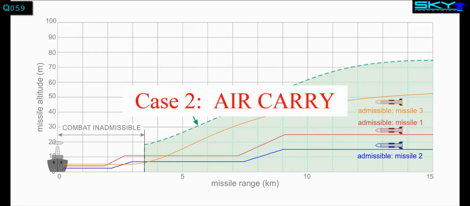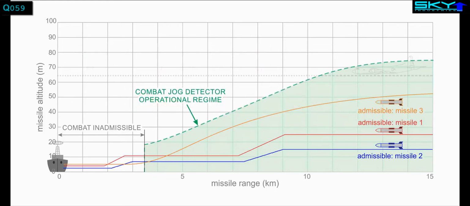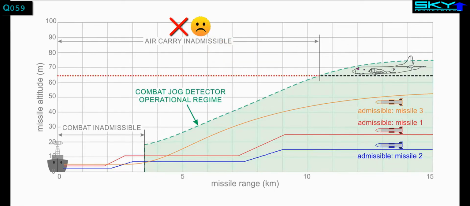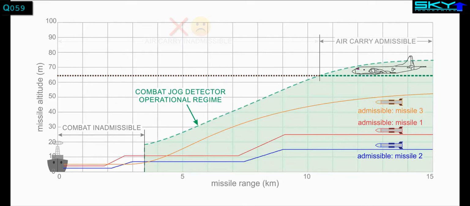As a second case, consider air carry trials in which the aircraft necessarily flies at a slower speed and higher altitude than a real guided missile. It's possible and even likely that the aircraft will operate partially or entirely outside the operating regime of the ECM jog detector. Depending on the altitude and the speed, at long range the aircraft might operate within the detector's regime. In other words, the jog detector reliably detects jogs from the aircraft.